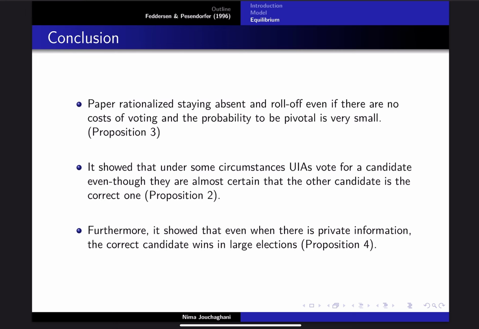It also showed, in proposition 2, that under some circumstances, the uninformed independent agents vote for a candidate even though they are almost certain that the other candidate is the correct one. So even though an uninformed independent agent knows that with a very high likelihood this one candidate is the one which maximizes my utility, I will still vote for the other candidate. The reason was that there are a lot of partisans for this particular candidate, and they want to offset the amount of partisans in order for the informed independent agents to determine the election.